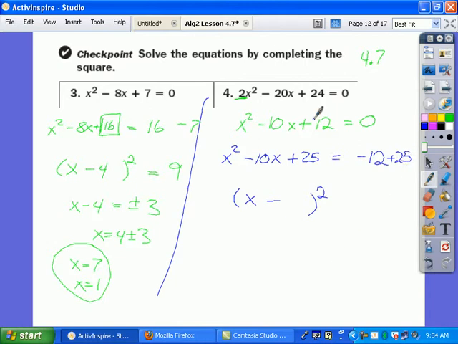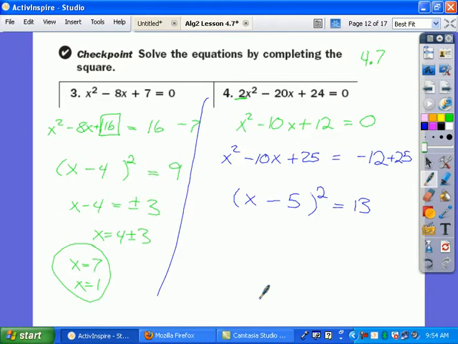Okay. And now I can see how this should factor. This is going to factor into x minus 5 quantity squared equals negative 12 plus 25, which is 13. Again, I don't care what the number is on the right-hand side, because I'm just going to take the square root of it.